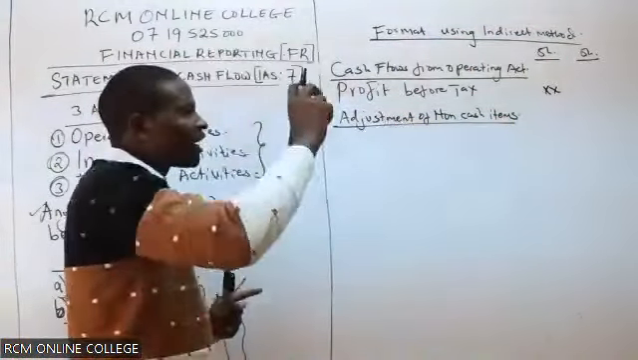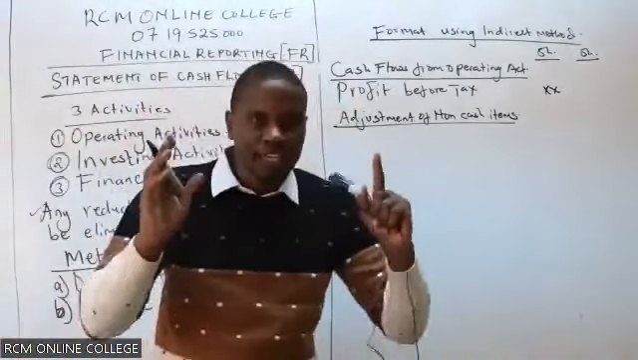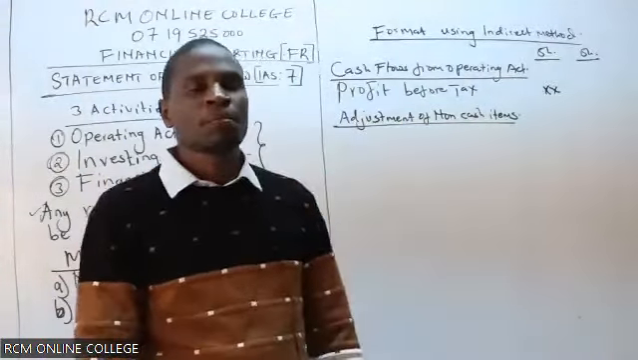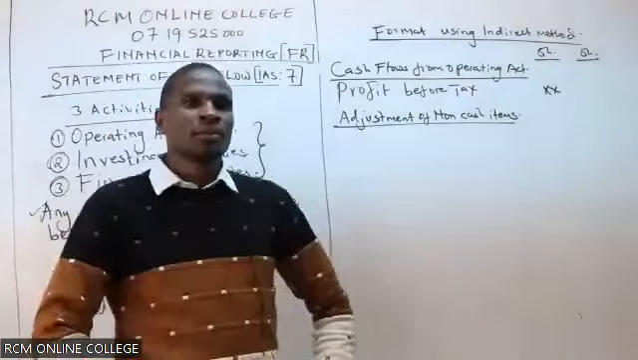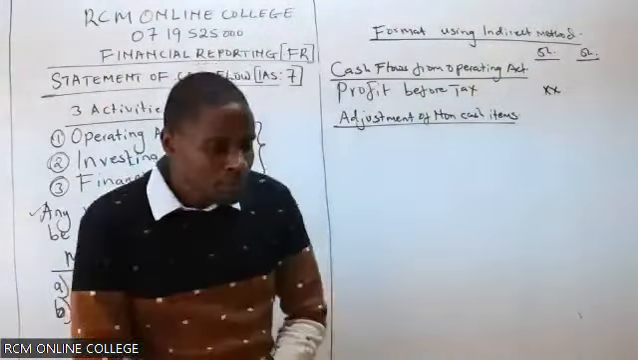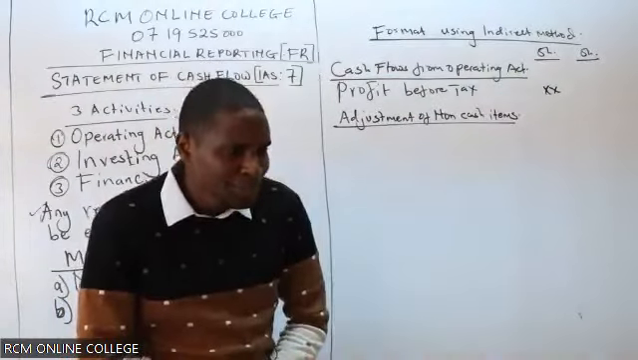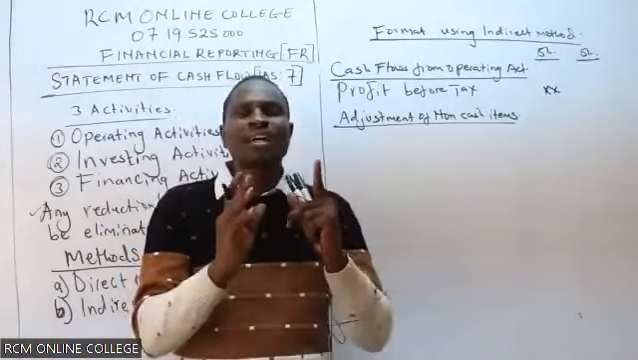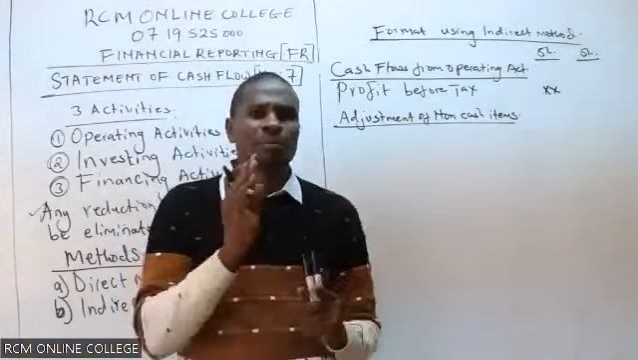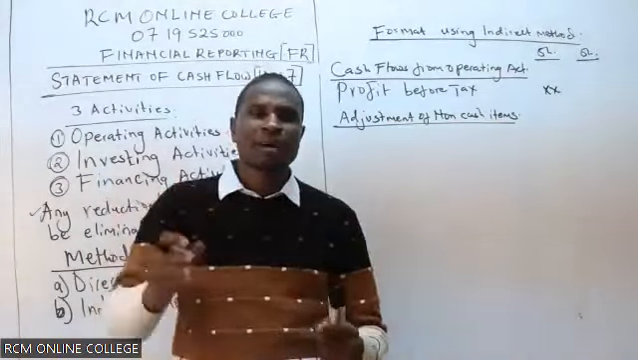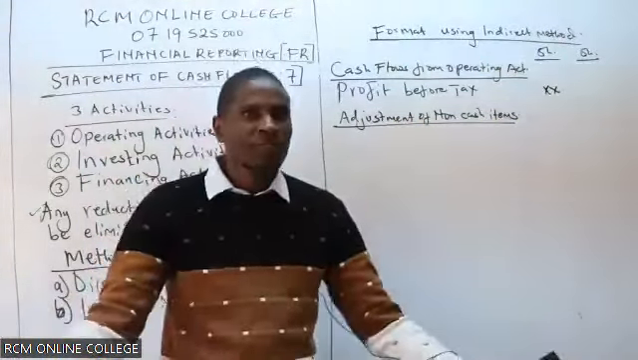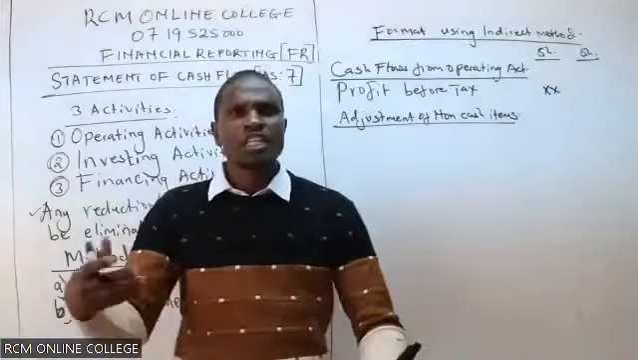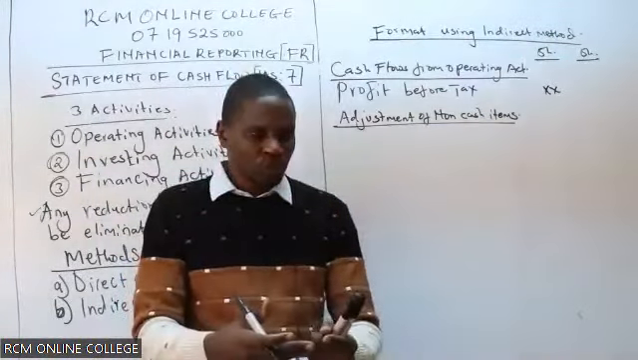Adjustment of non-cash items. Who can give me one of the non-cash items that you know? Just give me one. Impairment, depreciation. Thank you so much. Non-cash item, something that is a provision. Remember, depreciation is a provision. An accountant sits there and says, let's provide for depreciation at a rate of 25%. Provision. Gain on disposal. Those are just provisions.